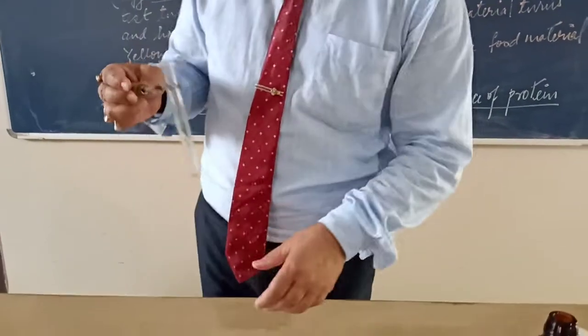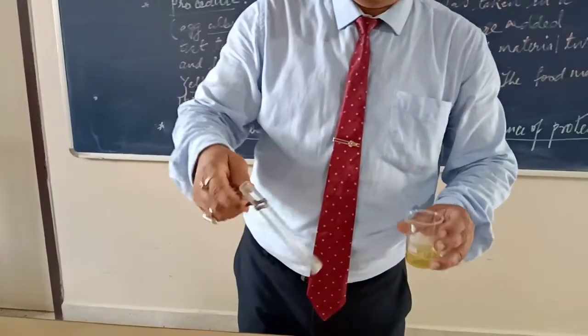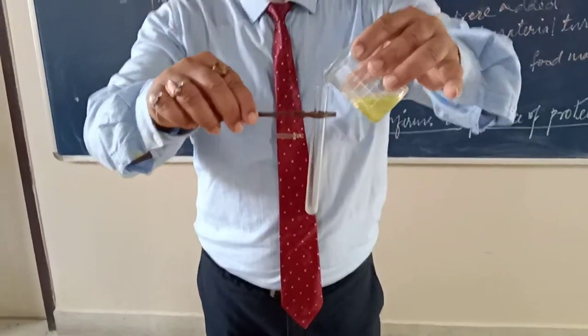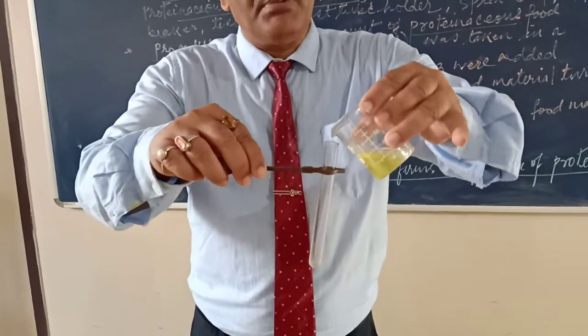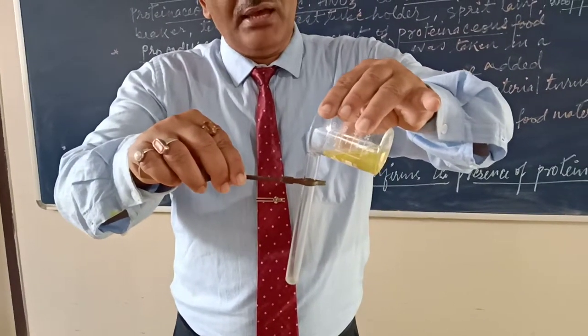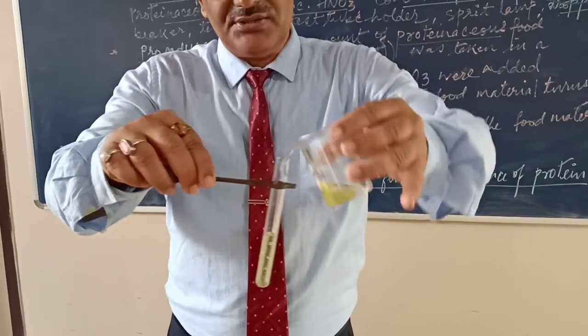First of all, let me take the egg albumin. I am taking the egg albumin in this test tube, a little amount, approximately 5 ml.